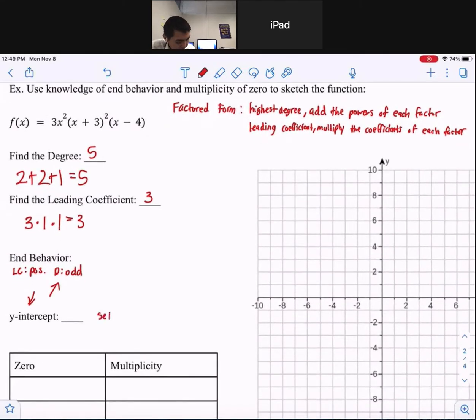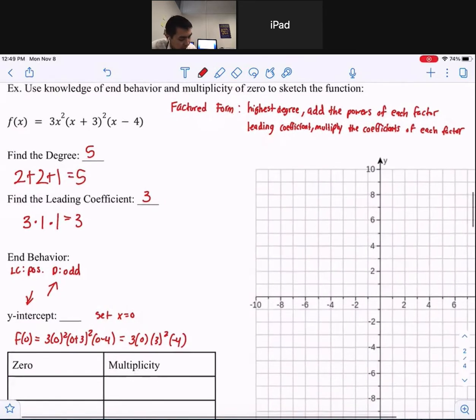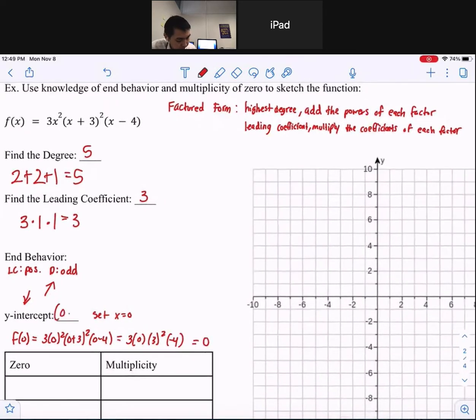Y-intercept, you set x equals 0. So plug in 0 into your function. And if you do plug in 0, you're going to get 3 times 0 times 3 squared times negative 4. But all of this is getting multiplied by 0, which is just 0. So y-intercept is 0, 0.